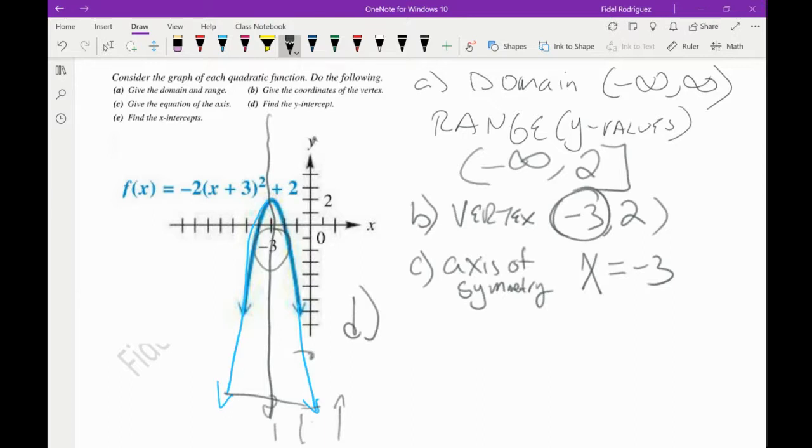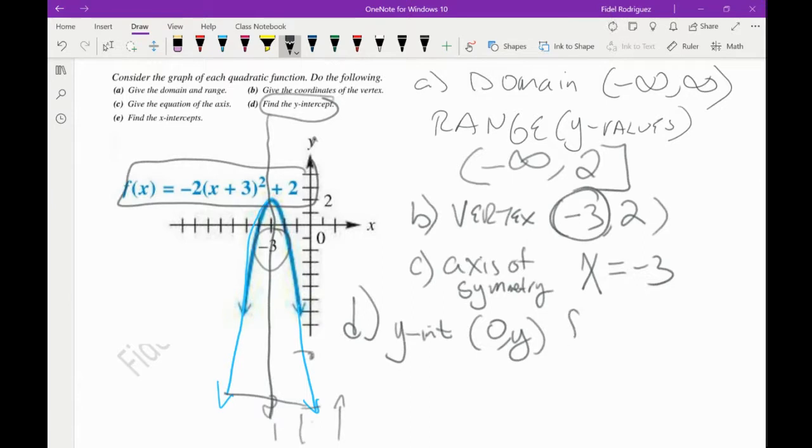Now, let's try part B. Part B says, can we find the y-intercept? So if I'm looking to find the y-intercept, it's always going to be like this, 0 and some number, whatever y is. So what that means I'm going to do is I'm going to come back to this problem. And everywhere I have the letter x, I'm going to put the number 0. So there's a -2, 0 plus 3 squared, and then there's a plus 2. Okay.